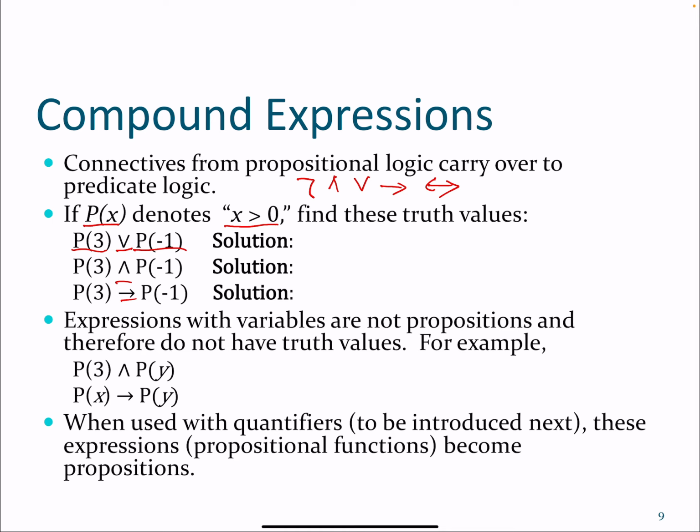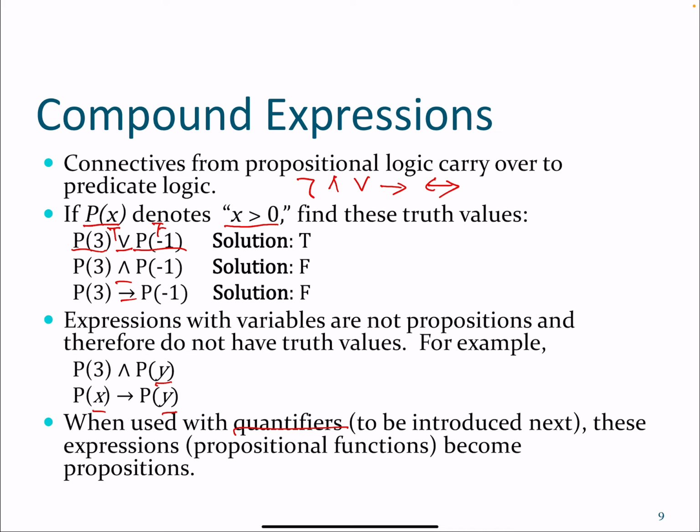So you can see the first one is true, because P(3) is true and P(-1) is false. So true or false is actually true. The second one is false. The next one is false. And expressions with variables are still not propositions, and therefore they do not have truth values. For example, here, y, x, they are still not determined. You can also change the predicate logic to a proposition by using quantifiers.